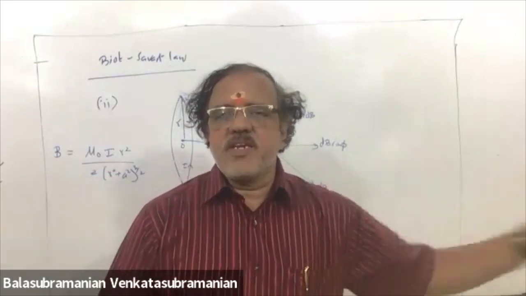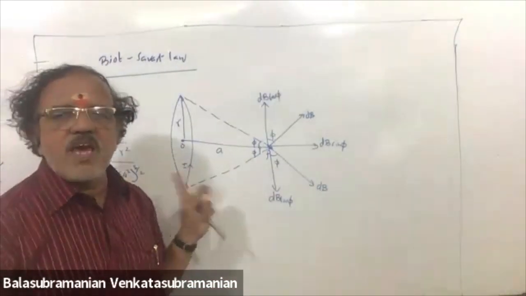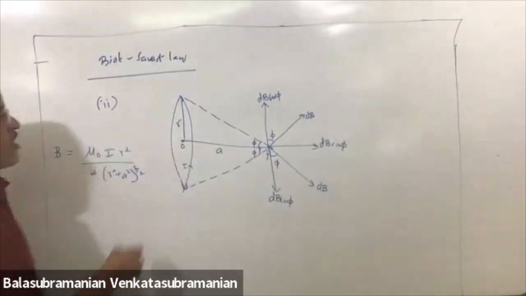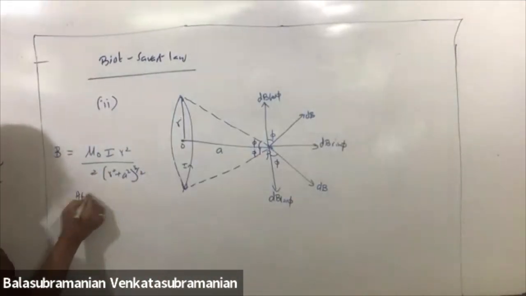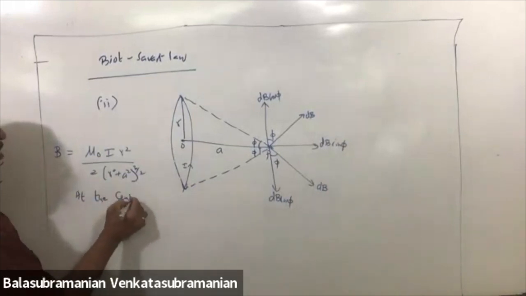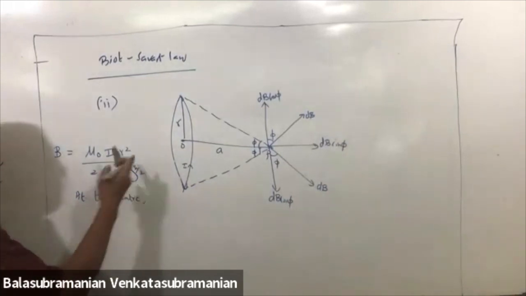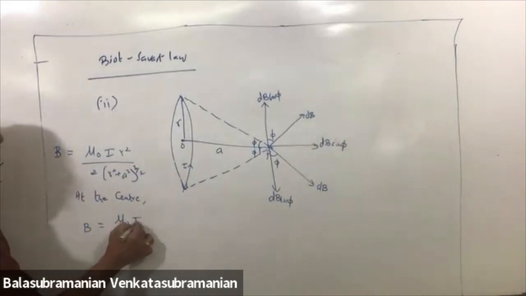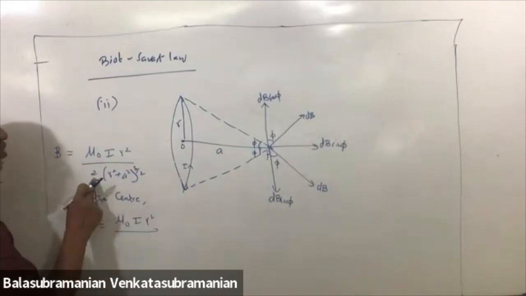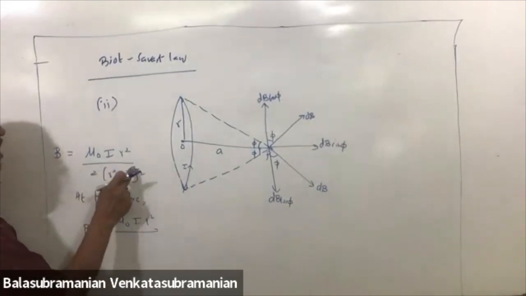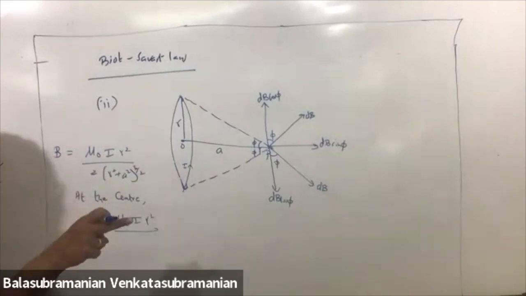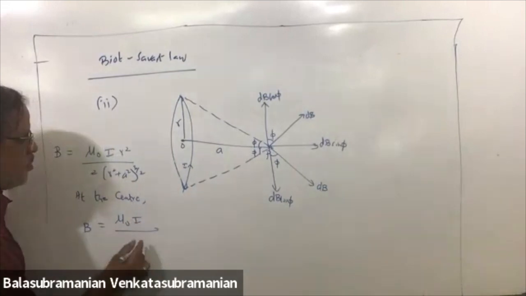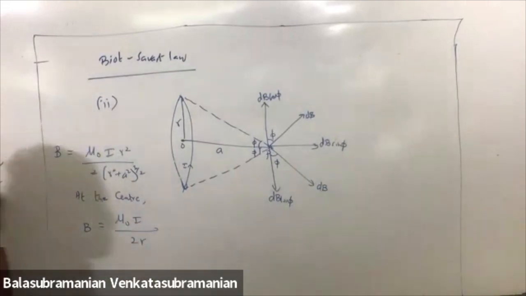The distant point, which is at a distance of a. No, sir. Keep this point P at the center. At the center, a becomes 0. So what will you get? B is equal to mu naught I R square by 2 into R square power 3 by 2, which is R cube. So R square and R cube cancel. You will get mu naught I by 2R.